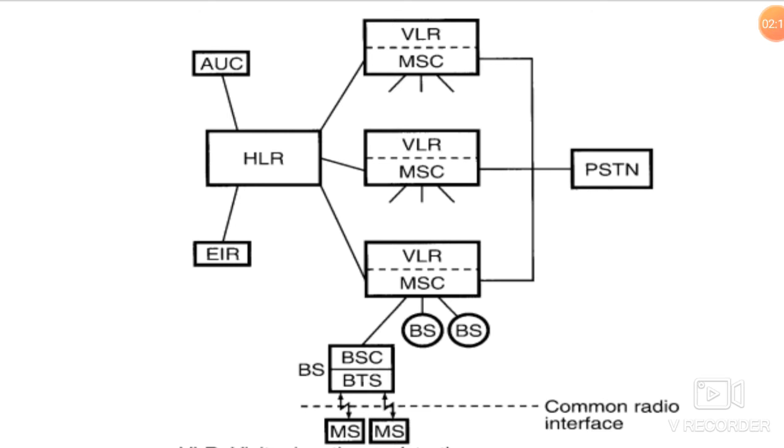So what you're looking at is your TDMA architecture, which has the same features as in GSM. But as you can observe here, between the MS and BS there is a common interface. That is the only difference between NA-TDMA and GSM.